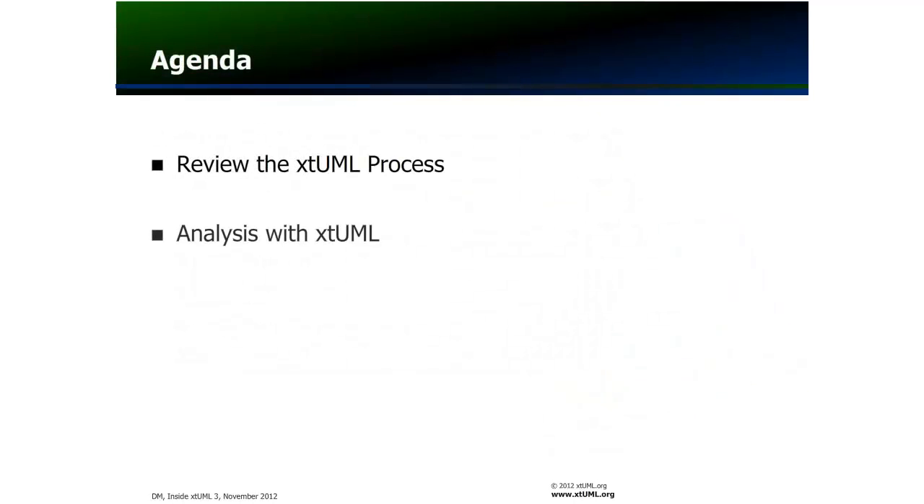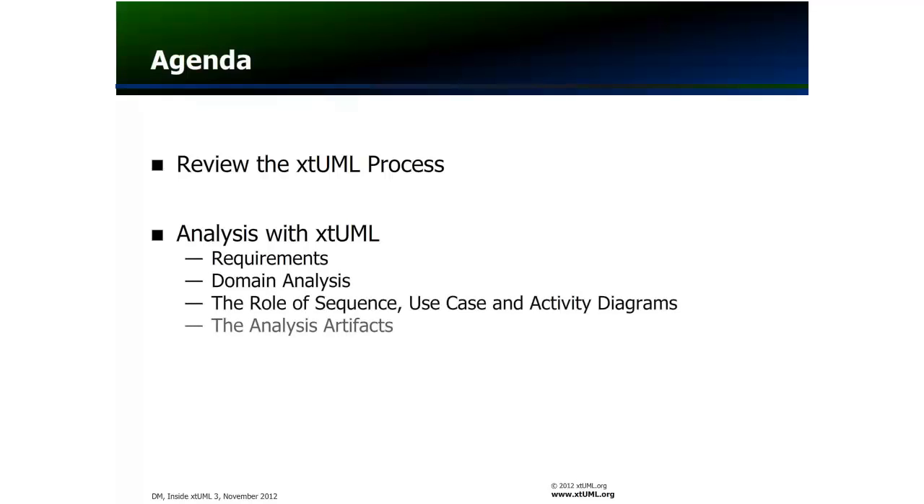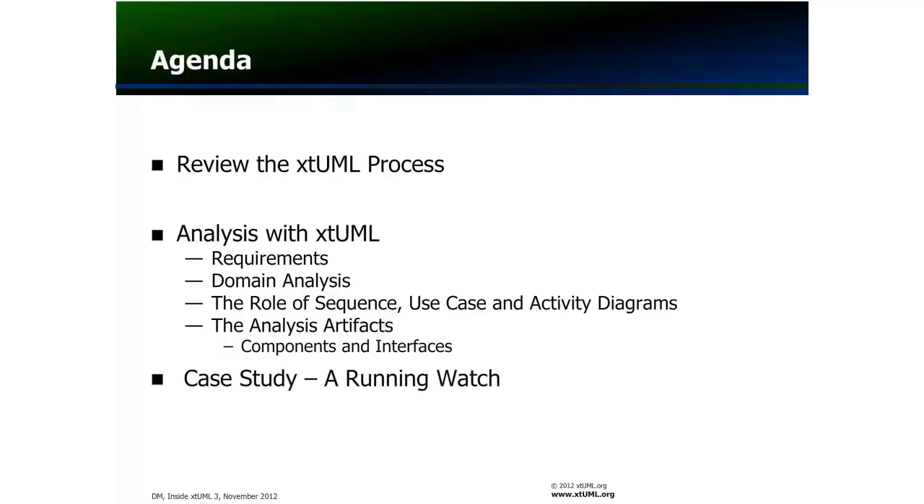In Episode 2, the xtUML process was introduced. For those that missed that episode, I've included a brief review in today's presentation. Following that, I will dig deeper into the first step of the process, the analysis step. As we progress through the discussion, I will touch on requirements, provide steps to assist with identifying system domains, and then review the role of sequence, use case, and activity diagrams in this analysis.